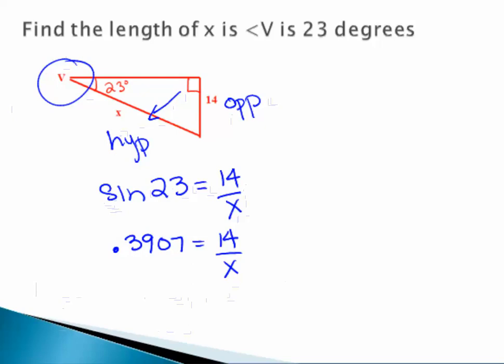Now let's solve using proportion. 0.3907 times x equals 14. Divide both sides by 0.3907. So x is going to equal 15.2.